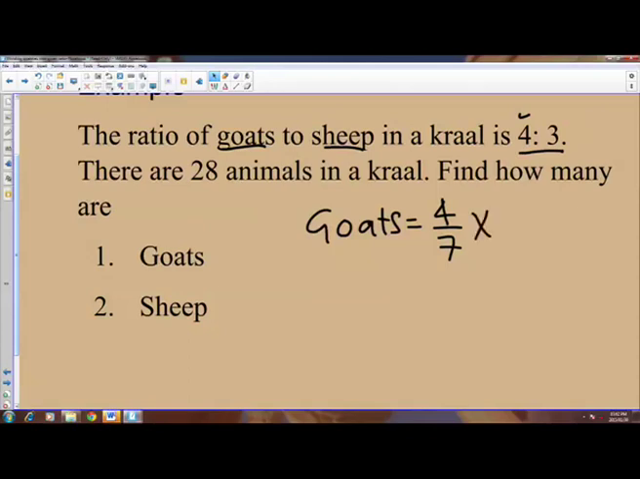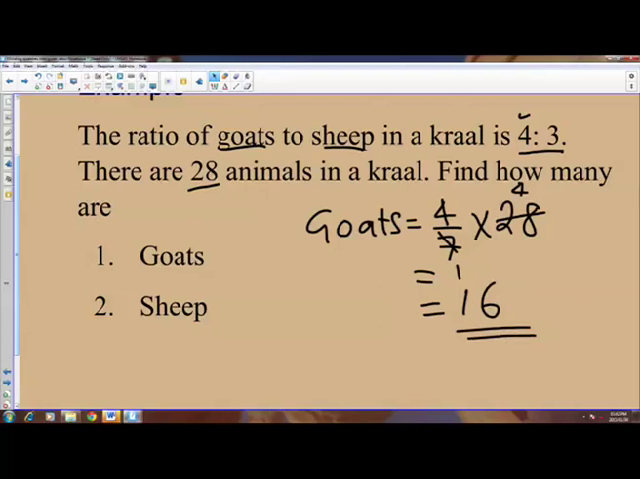And then what is the total of the animals in the kraal? It's 28. So it's 4 over 7 times 28. 7 into 28 is 4. And then this will mean how many goats do we have? It's 4 times 4. This gives us 16. So there are 16 goats in that kraal.